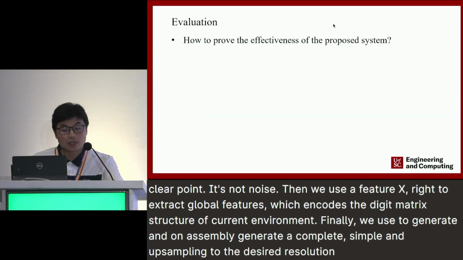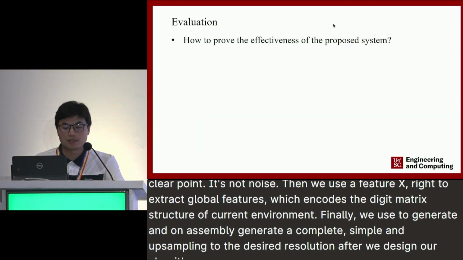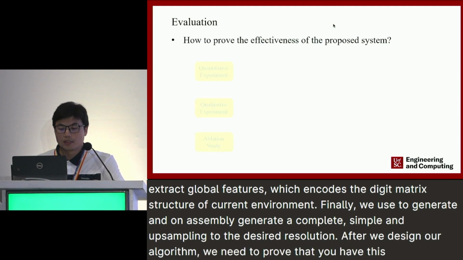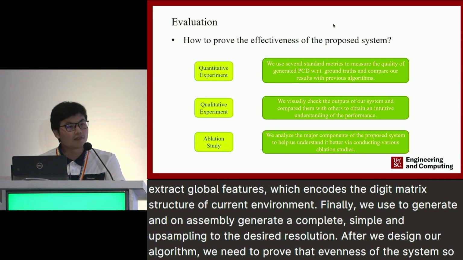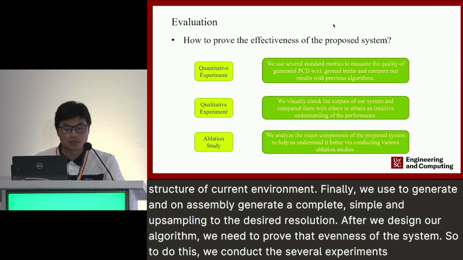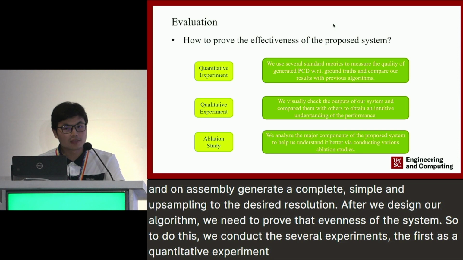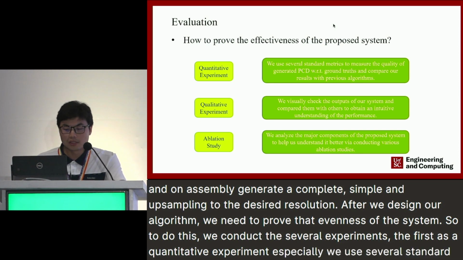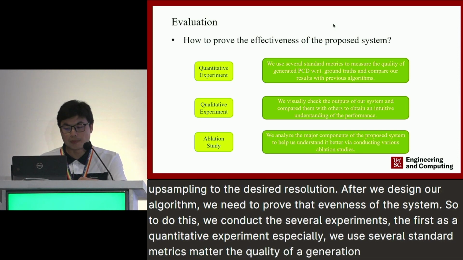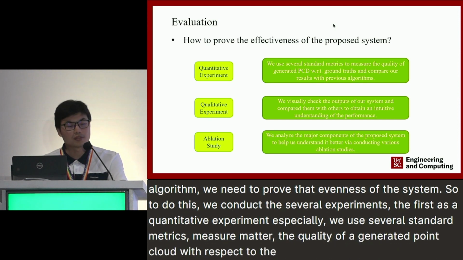After we design our algorithm, we need to prove the effectiveness of the proposed system. So to do this, we conduct several experiments. The first is a quantitative experiment. Especially, we use several standard metrics to measure the quality of a generated point cloud with respect to the ground truth and compare our result with the previous.